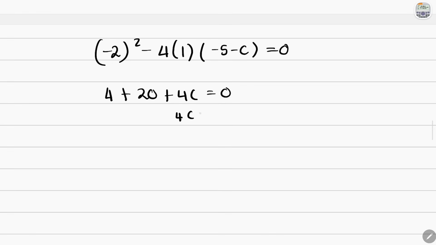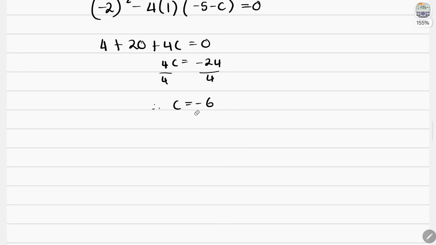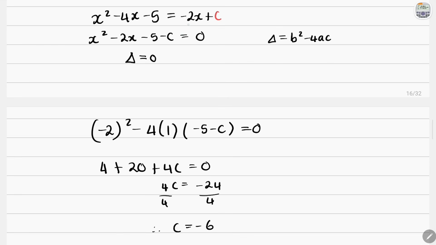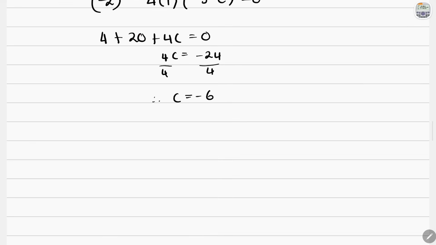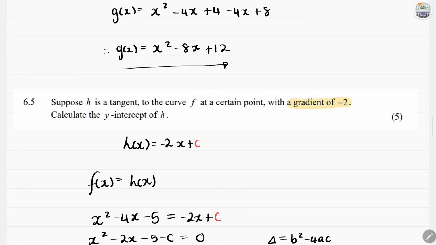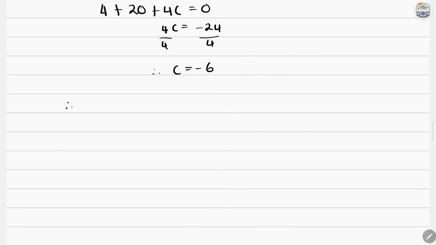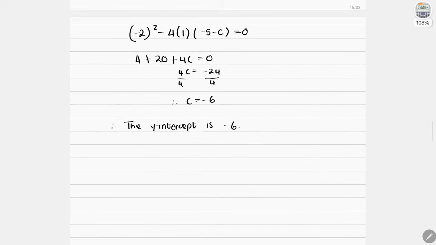And then 4c equals, and we have 24 here. If you transpose it, it becomes negative. Divide both sides by 4. Therefore, c is simply equal to negative 6. That is what the y-intercept must be. Okay, c was our y-intercept of the graph of h. C must simply be equal to negative 6. So we can just conclude the y-intercept should be equal to negative 6 for that to be a tangent to the graph of f. Okay, so that is our answer.